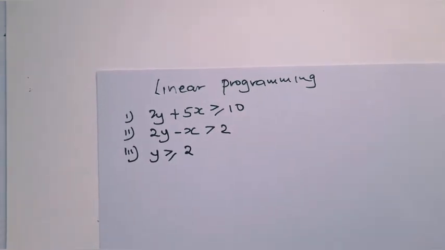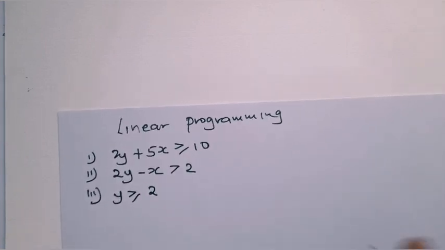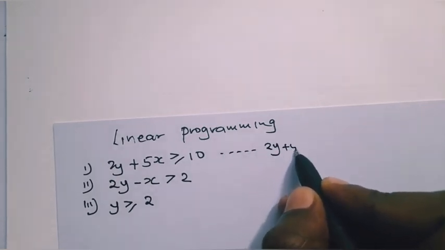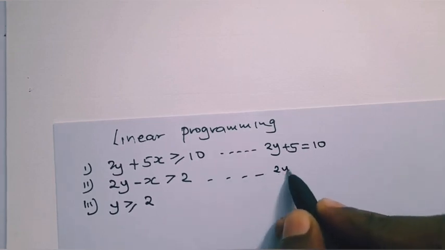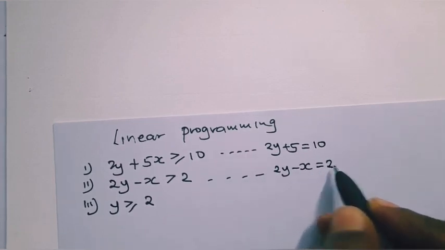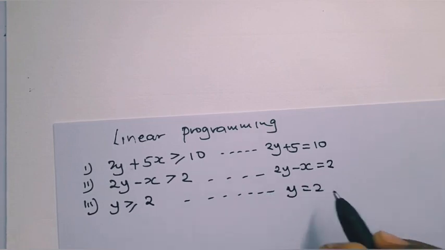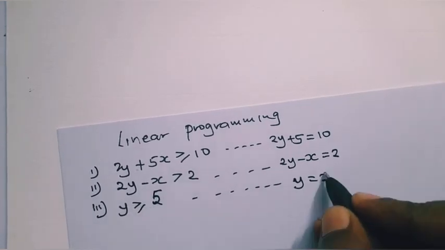How do we work out and represent this on a graph? First, we have to write them in the form of equations. So the first one will be written as 2y plus 5x equals 10, the second one will be written as 2y minus x equals 2, and the third one will be written as y equals 5. This one is 5, sorry, 5.